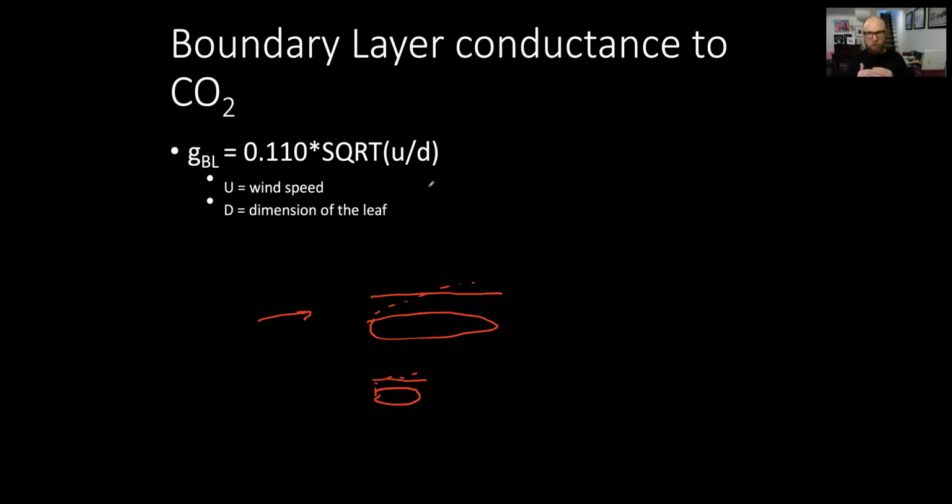Because the boundary layer is relatively thin on a small leaf, a small leaf is going to have faster boundary layer conductance. And the boundary layer conductance of a large leaf is going to be much slower. All right? So boundary layer conductance is really, really important in some systems and some conditions.